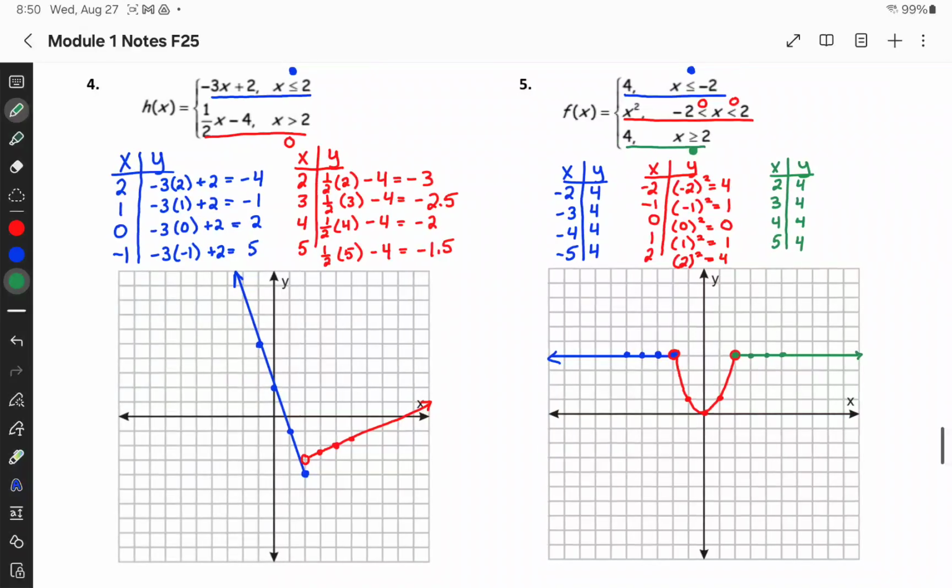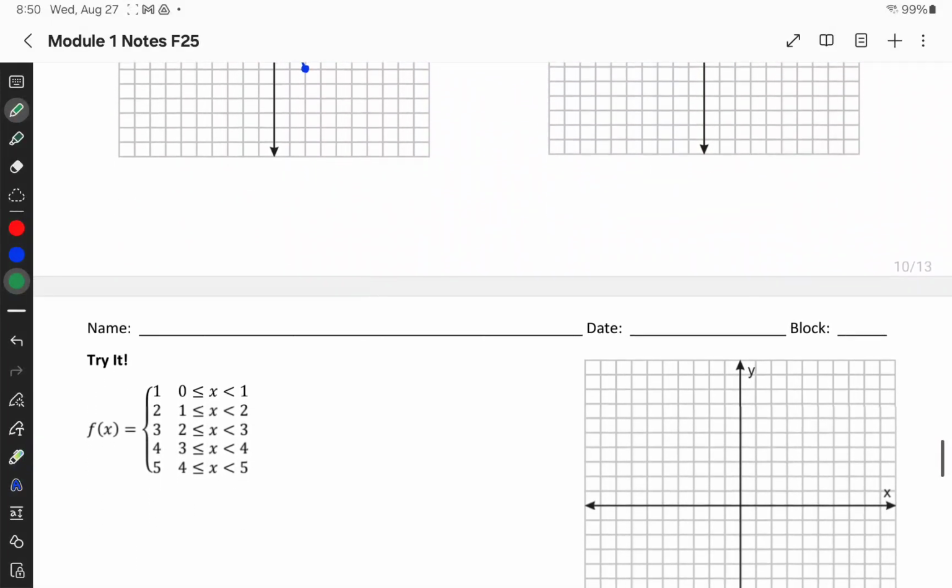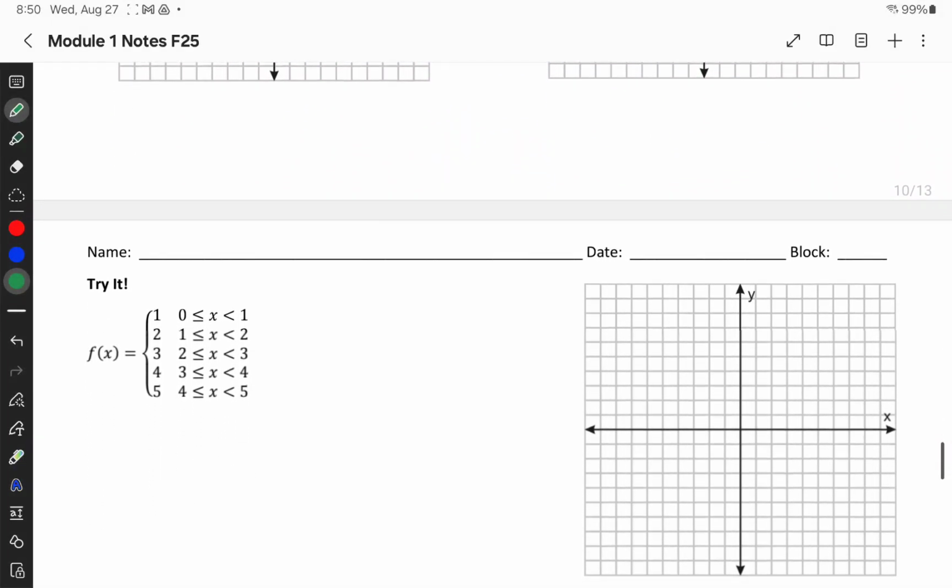I think it's time for you guys to try one. So at the top of the next page, there is a try it for you guys. What I'd like for you to do is go ahead and pause the video, go ahead and work through that try it. And when you're ready to check your work, go ahead and press play.